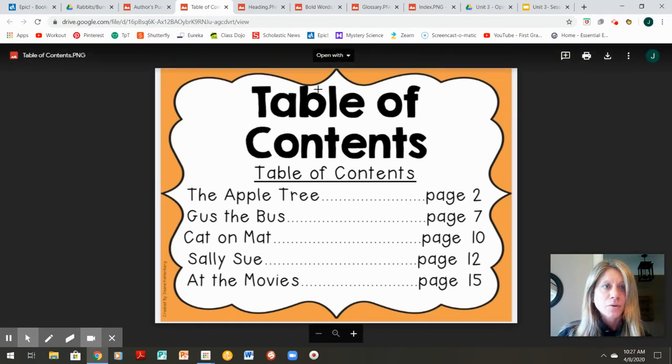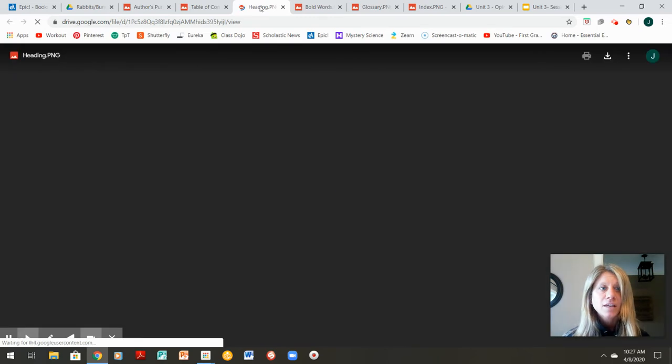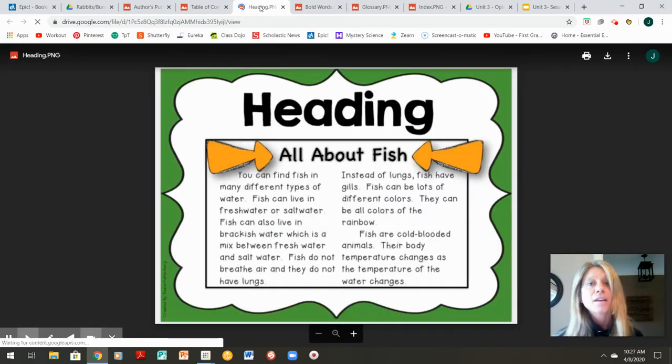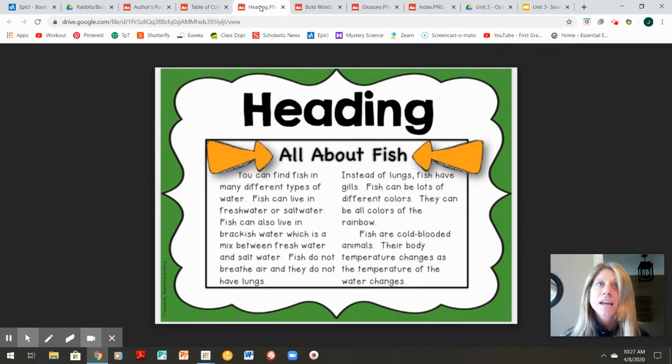Another anchor chart we're going to take a look at is heading. And you'll often see a heading also in nonfiction books. A heading is usually at the top of a page, and it's a title that lets you know what you are going to learn about on that page. Just kind of like when you wrote your nonfiction books during Writer's Workshop. You used to write headings at the top of each page to tell what you were going to write about.